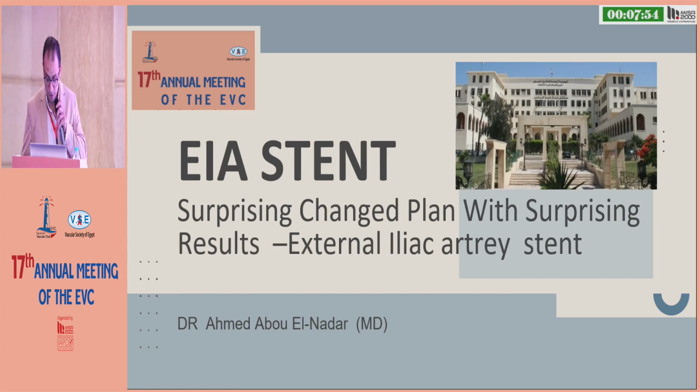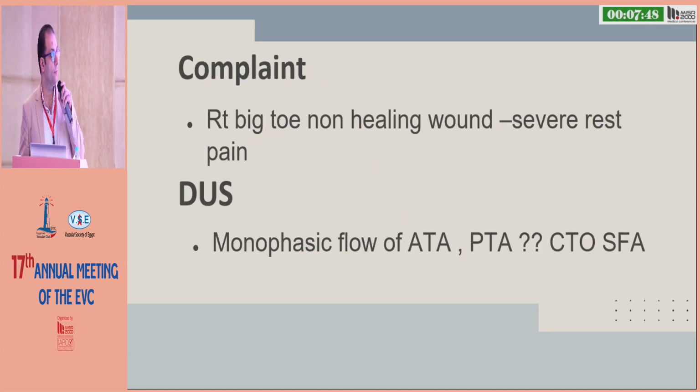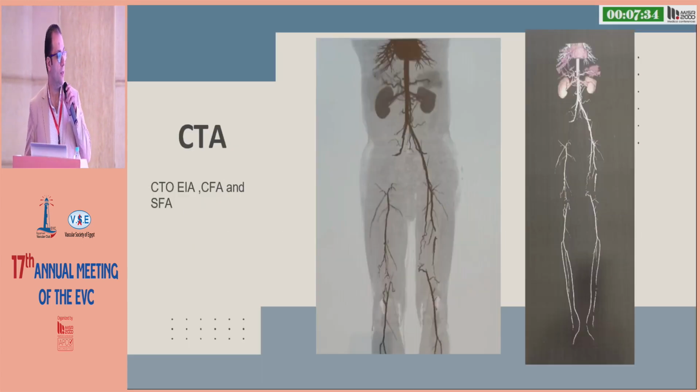Our case today is a 45-year-old male, diabetic, hypertensive, heavy smoker, who presented with a right big toe non-healing wound with severe rest pain. Duplex showed monophasic flow of the anterior and posterior tibial arteries with chronic total occlusion of the superficial femoral artery and common femoral artery. CT angio reveals chronic total occlusion of the external iliac, common femoral and superficial femoral arteries.